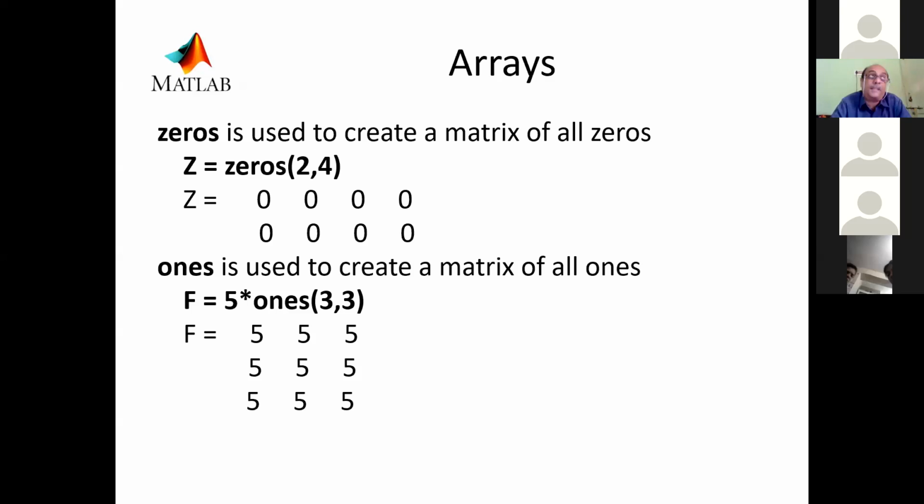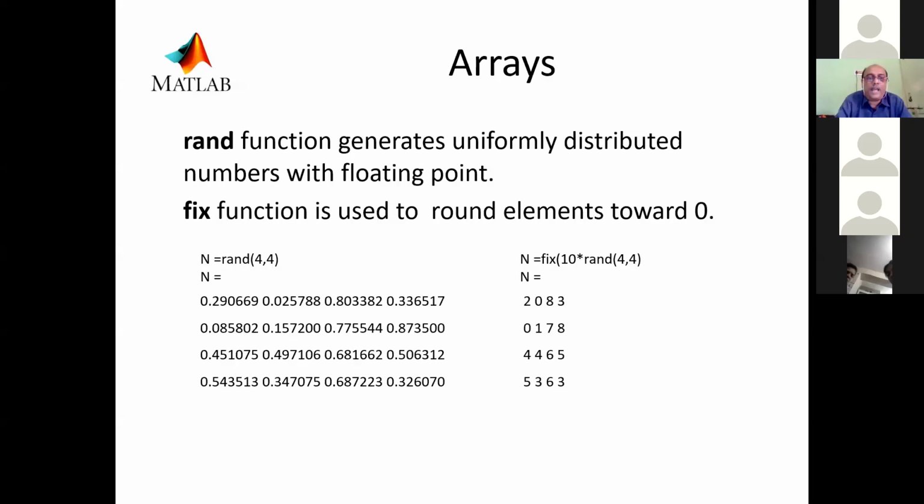There is a function known as eye. If you write f is equal to eye(5), a 5 cross 5 matrix is created where the diagonals are filled up with 1, that is 1, 1, 1, 1. Now, we are using some more functions.